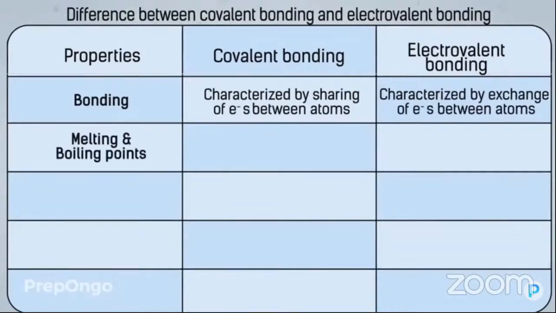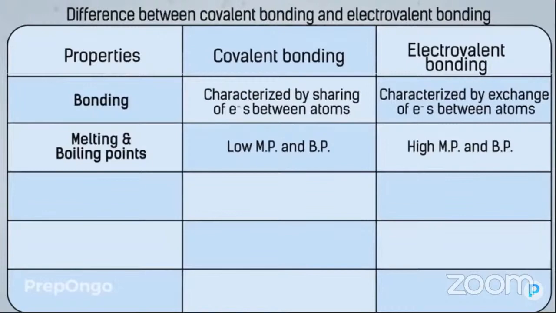The second property is melting and boiling point. Now the covalent compounds have low melting and boiling points as they do not have strong force of attraction between the molecules. Now in electrovalent bond, there is a strong force of attraction among the molecules of electrovalent bonds, so they have high melting and boiling points.